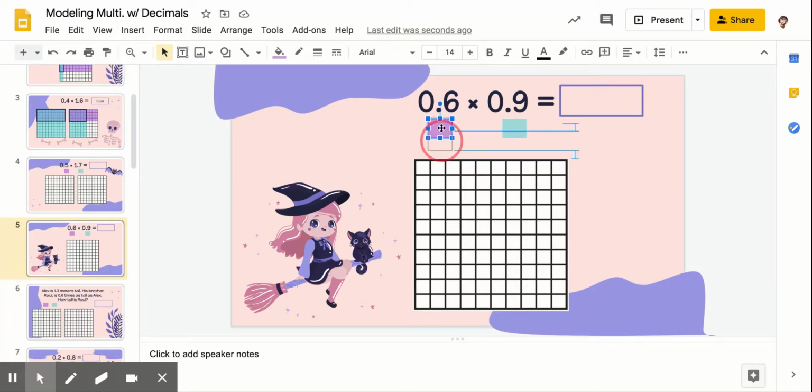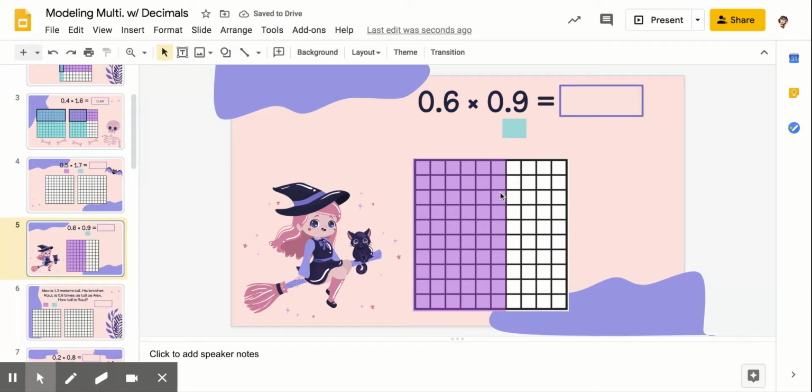So let's take our color. We're going to take our box, and we're going to drag it towards 6/10. Remember, one row or one column is 1/10. So 6/10 would be 6 of them. So I've got 2, 3, 4, 5, 6/10 would be right here. That is 6/10 colored in.